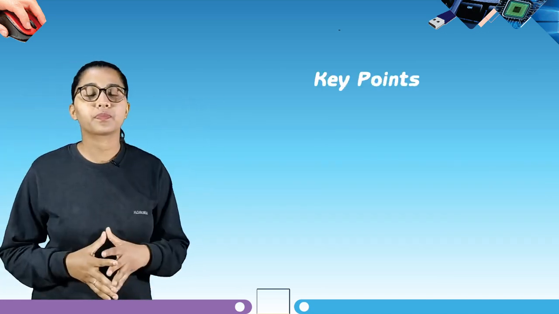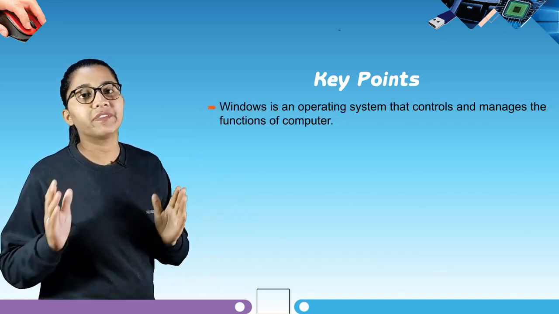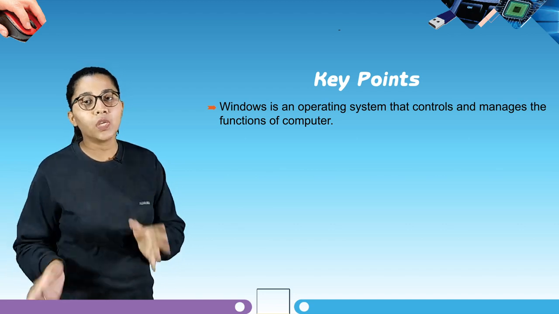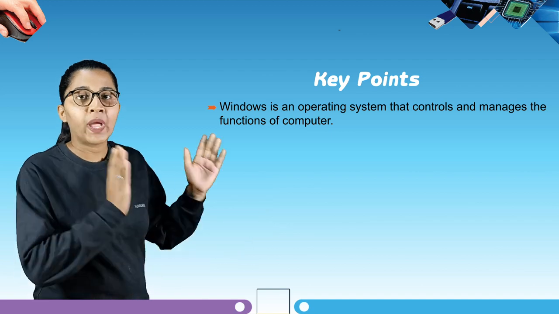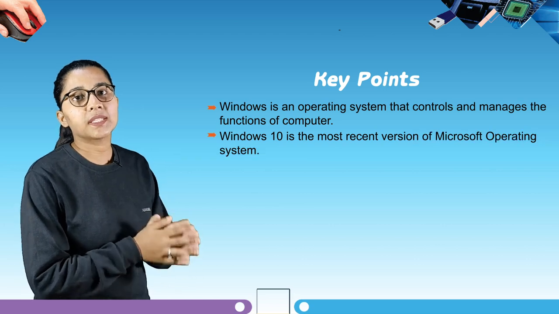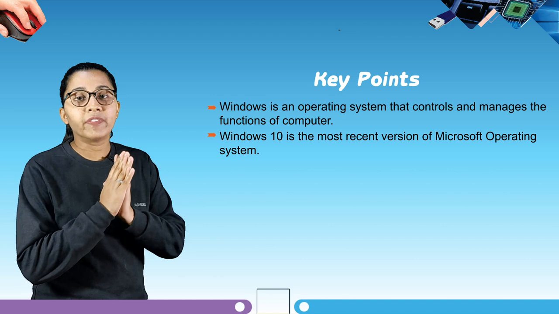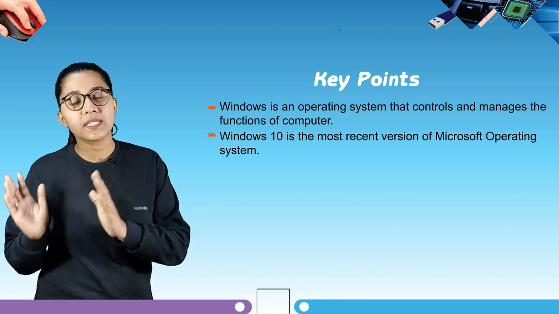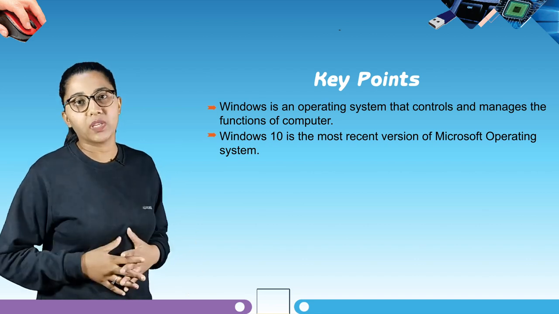So, what we have learned in this chapter, let's have a quick look at some key points. Windows is an operating system that controls and manages the functions of a computer. Windows 10 is the most recent version of the Microsoft operating system. It is one of the latest versions and is quite popular today.